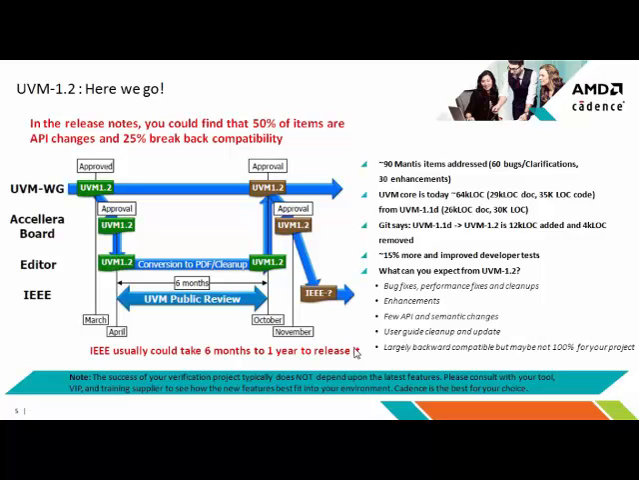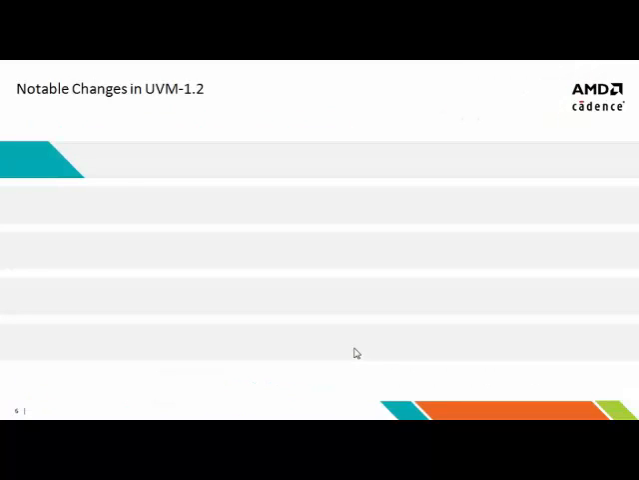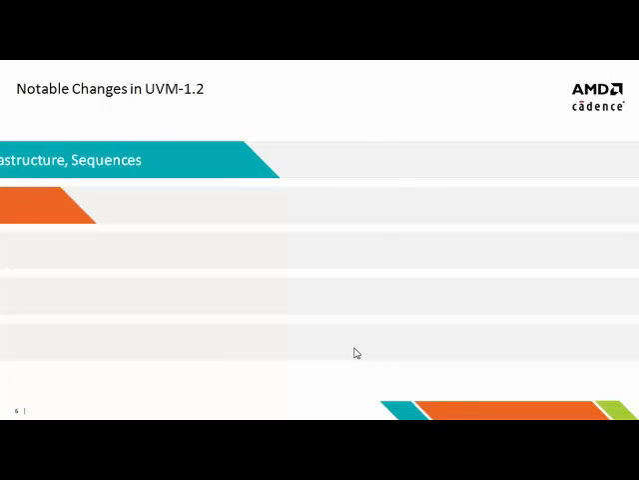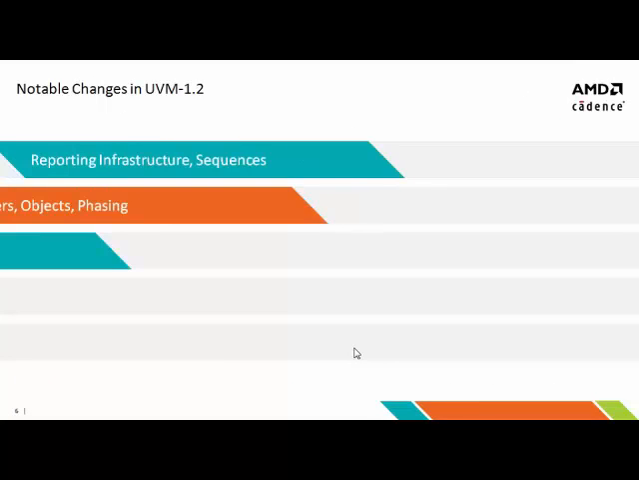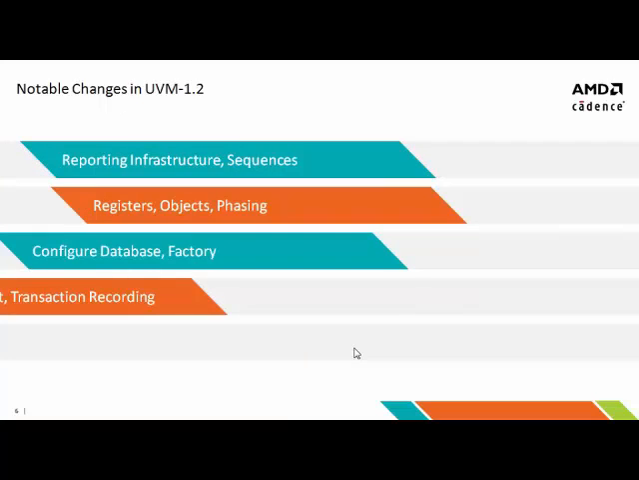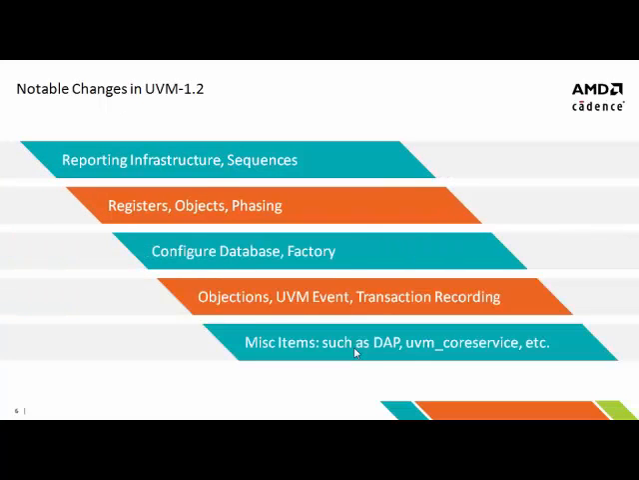As I said, the IEEE will take about 6 months to 1 year to release the standard, but that doesn't really bother us because we know it's an Accellera standard and we're going to be getting it soon. These are the details we're going to be talking about during the talk: reporting, structure, sequences, registers, objects, phasing, configuration database, factory, objections, events, transaction recording, and some miscellaneous items. There's a lot of detail, and we won't go into it all during the talk.